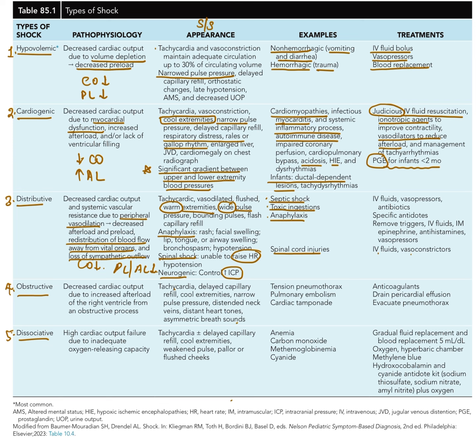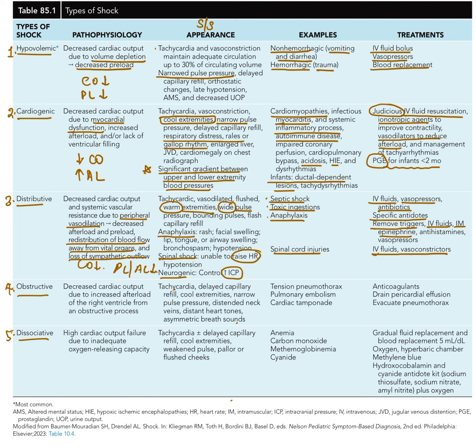In this, as we all know, the first line agent is IV fluid, second is vasopressors, and in septic shock, antibiotics need to be administered. If a specific antidote for the toxin is there, we need to administer that. For anaphylaxis, remove triggers, IV fluid, and IM epinephrine is given along with antihistaminics, vasopressors. Spinal cord injuries, same IV fluid and vasoconstrictors need to be given.